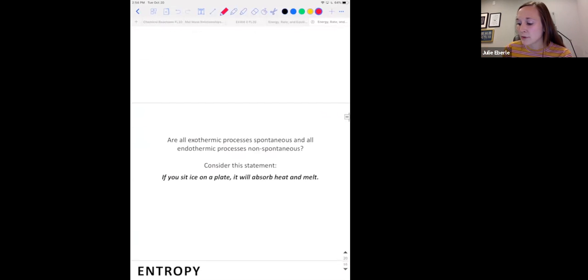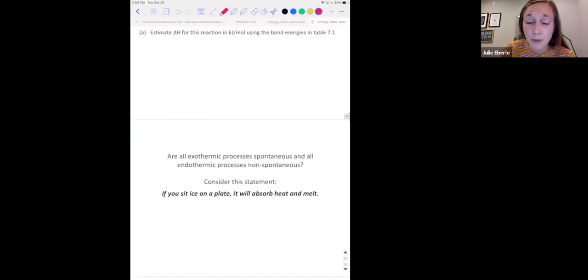And actually, before I read this, to summarize enthalpy so far, what we have learned about enthalpy is this. A negative delta H, this is favorable.